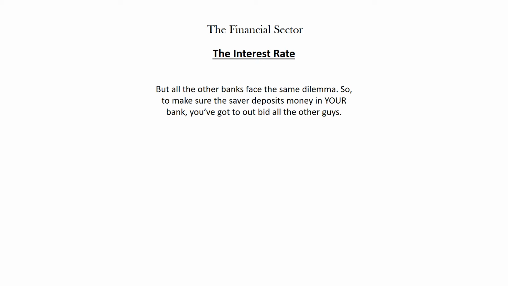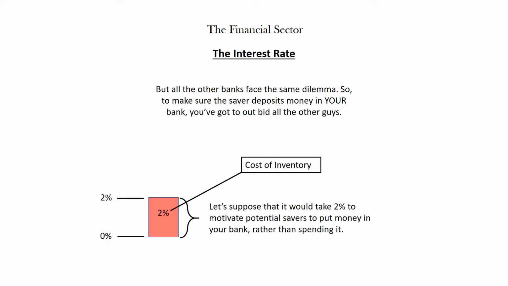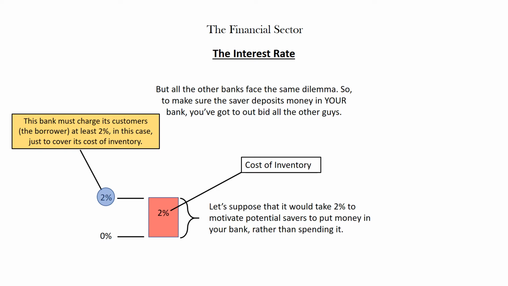But all the banks face the same dilemma. So, to make sure the saver deposits money in your bank, you've got to outbid all the other guys. Let's suppose that your bank would have to pay the depositor a 2% rate of return to motivate him to put money into your bank vault rather than spending it or depositing it in some other guy's bank vault. That means that this bank must charge its customers, that is the borrowers, at least 2% just to cover the cost of inventory.